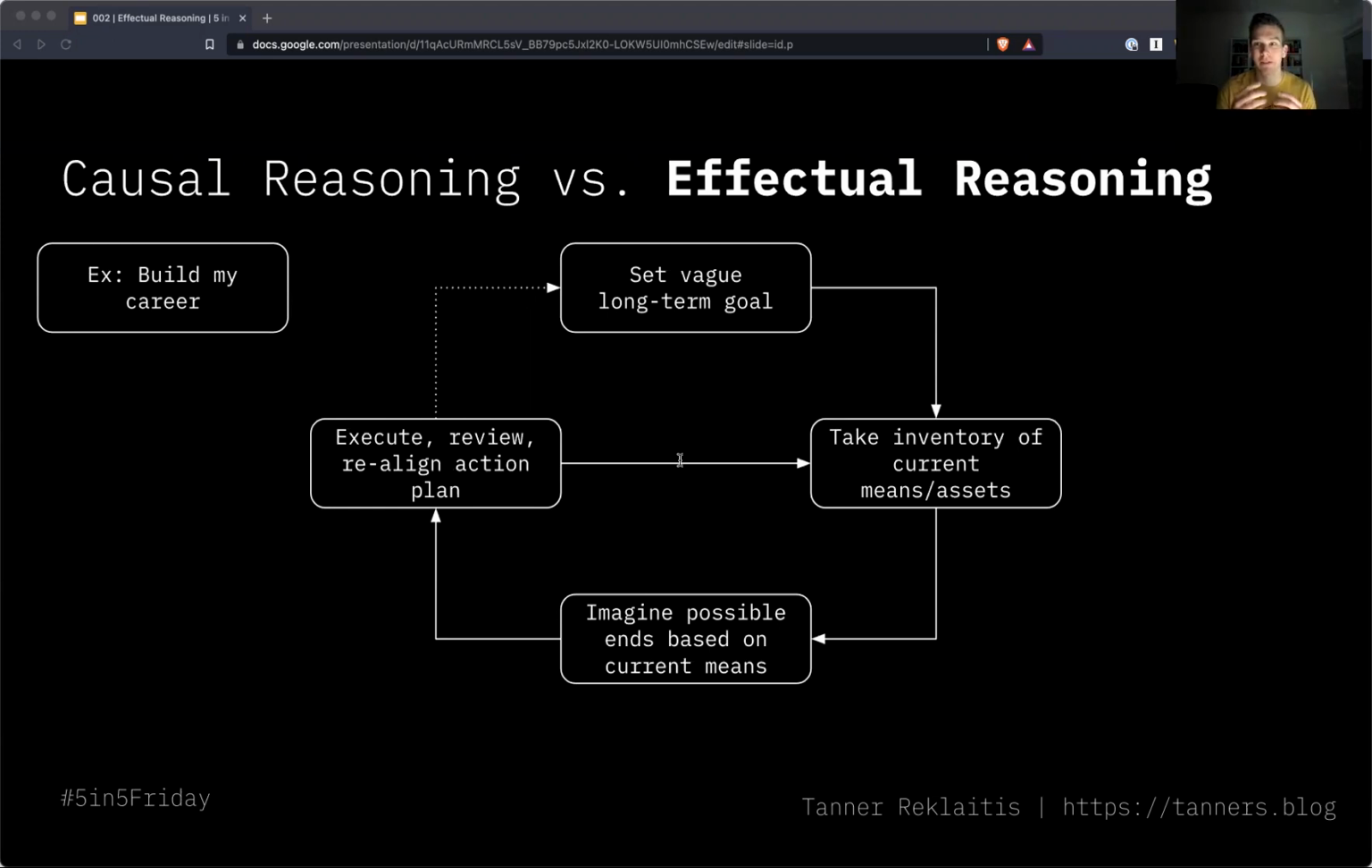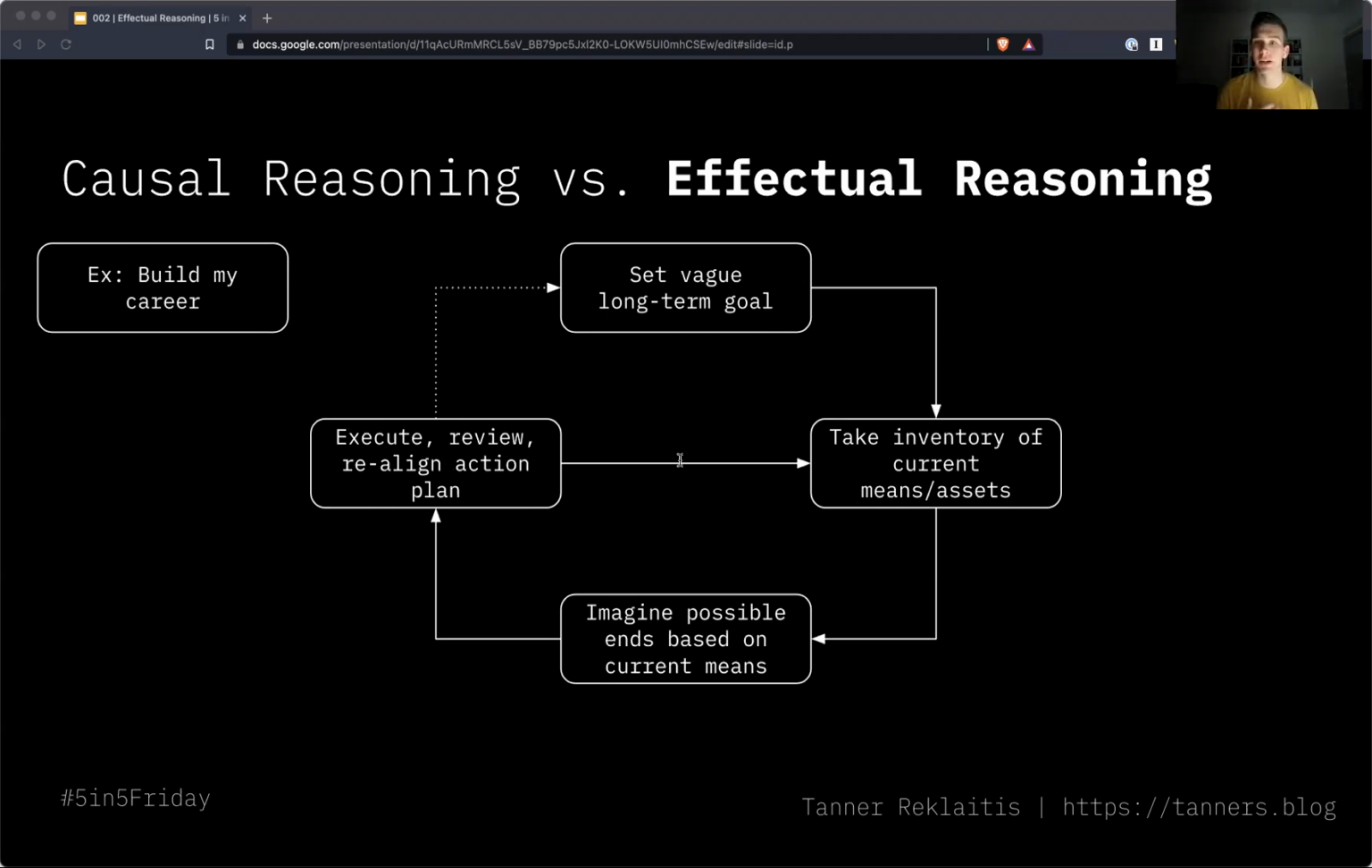So you start out by setting a vague long-term goal. It's like, hey, here's generally the direction that I want to move in, but you can remain very broad, very open. Beyond that, the next step would be, take inventory of your current means, or I like to think of it as assets. So you're just going to look around. You're going to be like, what do I have at my disposal? And we'll get into a little bit more of the specifics on that in a minute. Then you're going to say, okay, using what I have, how can I create something from this? What can I create with what I have?